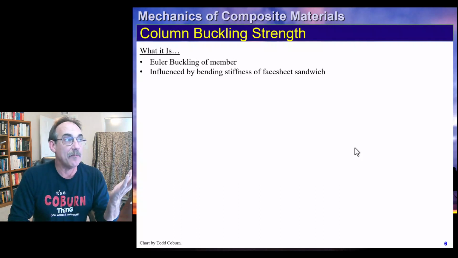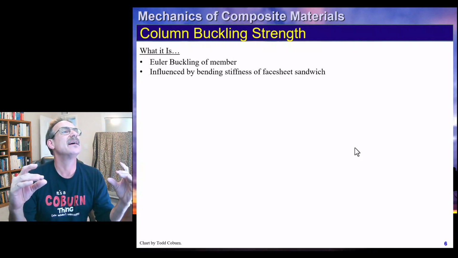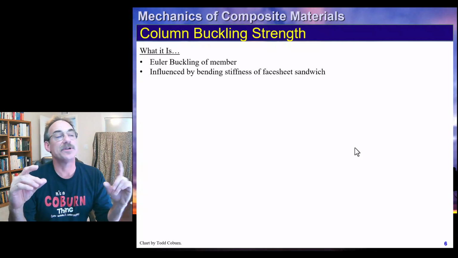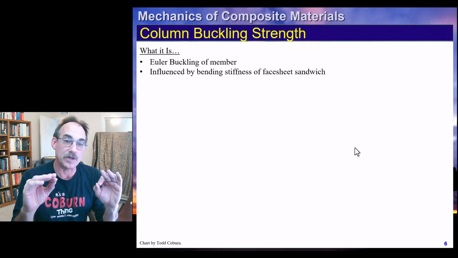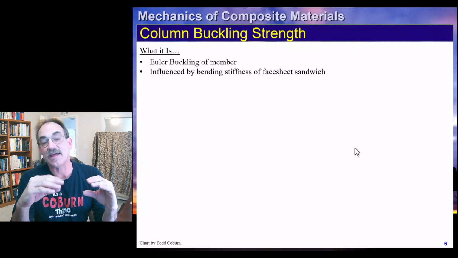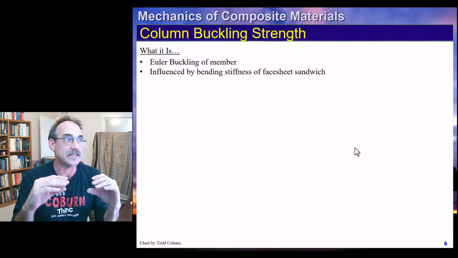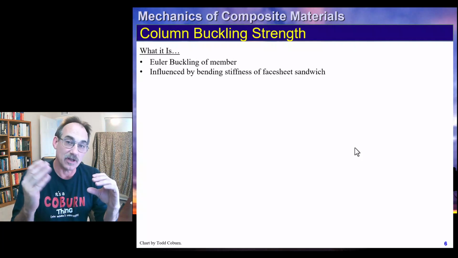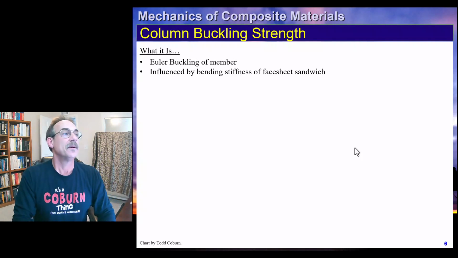Obviously, this is influenced by the bending stiffness of the overall sandwich. It says face sheet sandwich, that's a typo. This is influenced by the bending stiffness of the sandwich. We take that D parameter, which involves the E, the modulus, and the I, the moment of inertia of the sandwich on a per inch basis. It's influenced by that. So the lower that value is, the lower what's resisting overall buckling.